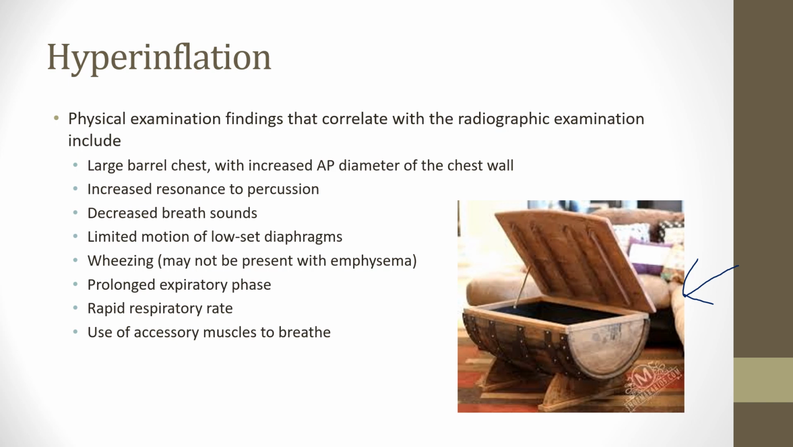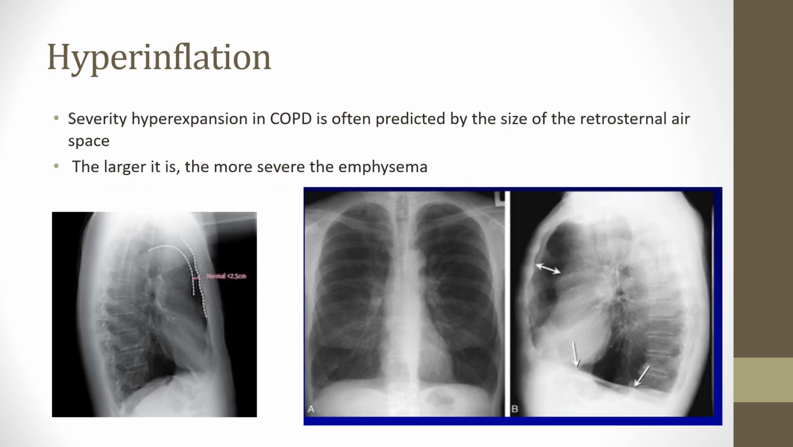Obviously prolonged expiratory phase because they lost elasticity. That's going to be a big thing there, as well as their tubes are floppy and they'll have premature closure, so it's going to take a lot longer to exhale. Obviously they'll be breathing faster because of the issues going on. Accessory muscles will obviously be involved because they're working harder.